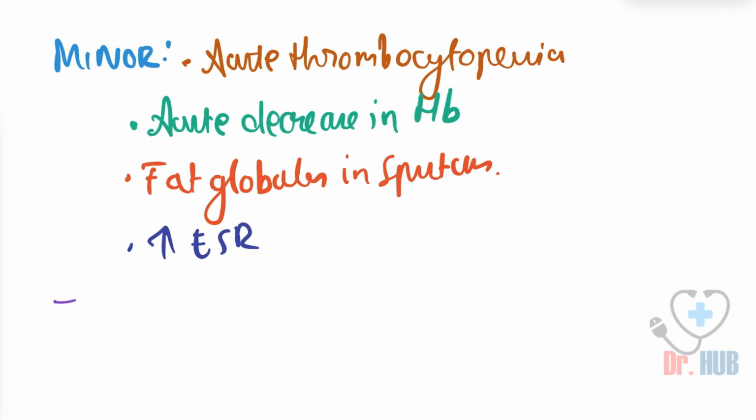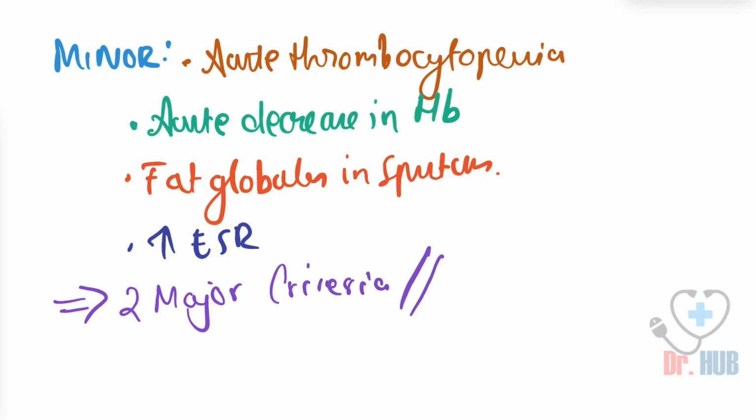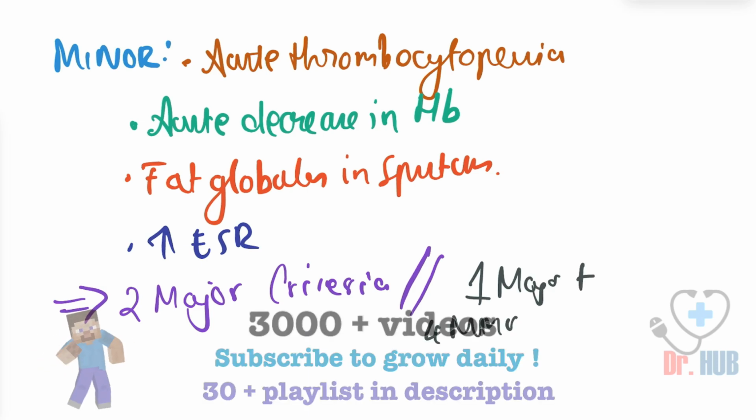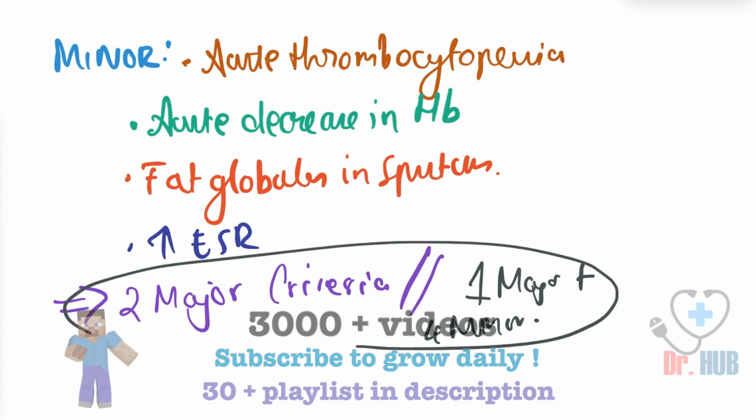For this criteria to be valid, there has to be two major criteria, or there has to be one major plus 4 minor criteria. All this will suggest it is a fat embolism syndrome, that is FES.